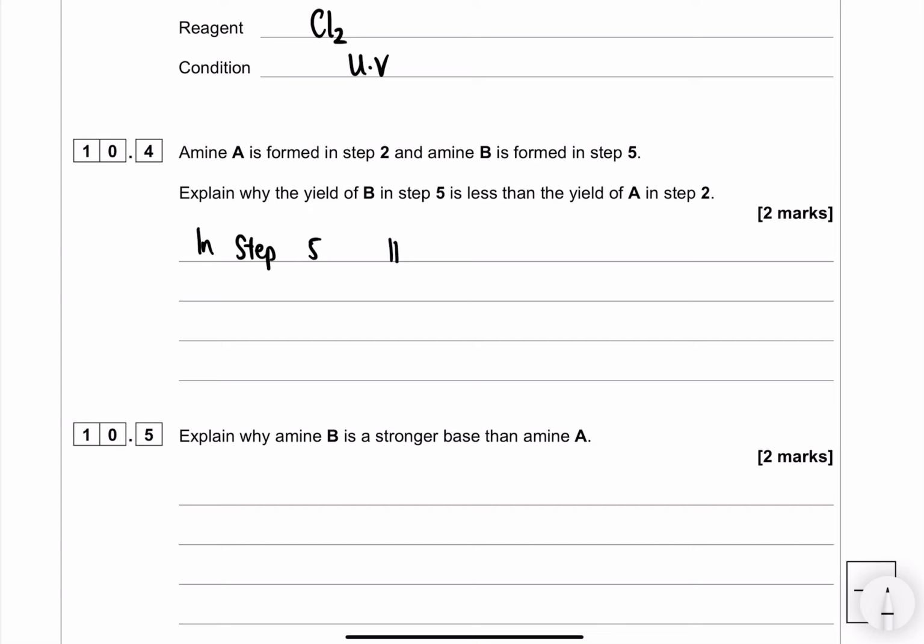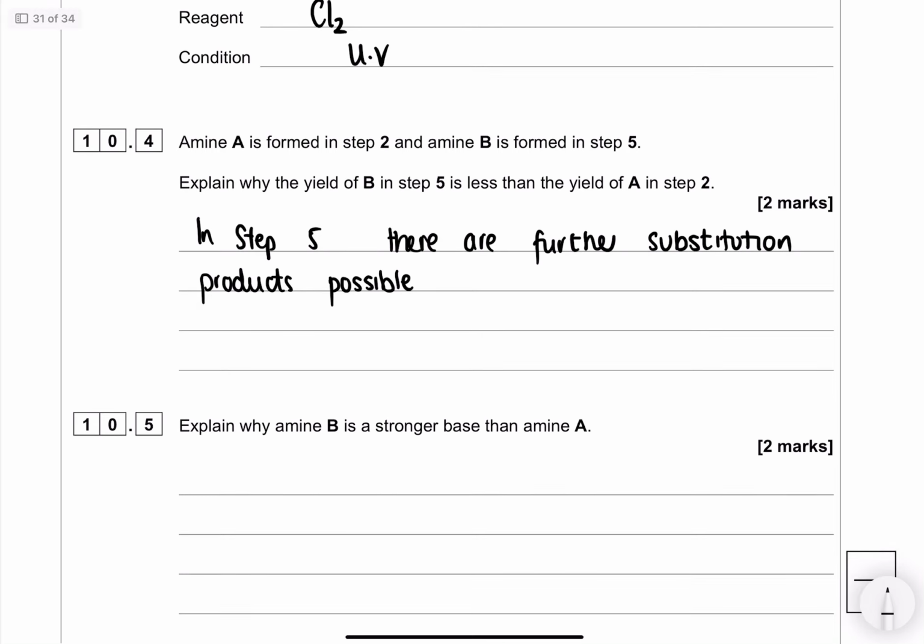In step 5, there are further substitution products possible, like the secondary and tertiary amines. So it can keep reacting with the halogenoalkane and doing further substitution to give secondary amines, tertiary amines and quaternary ammonium salts, depending on how well you control the conditions. In step 2, there is only one product possible from reduction.